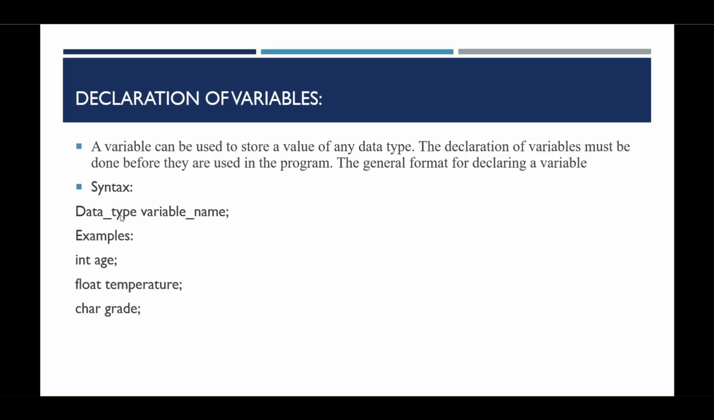So this is the data type. In data type you have different types of data types such as basic data type, derived data type, enumeration data type, void data type, and after data type comes the variable name. In the example you can see int is the data type, age is the variable. In the second example, float is the data type, temperature is a variable. In the third example, char is the data type and grade is the variable.